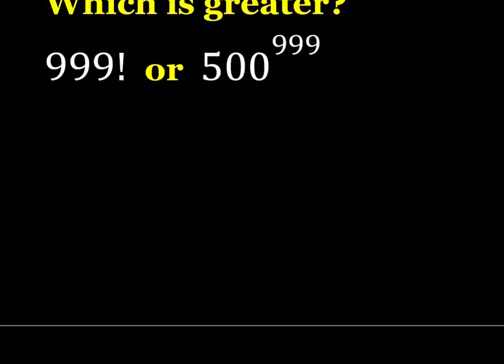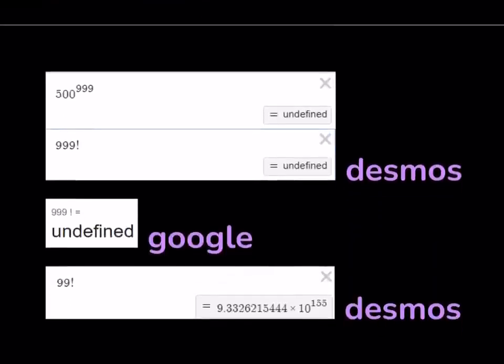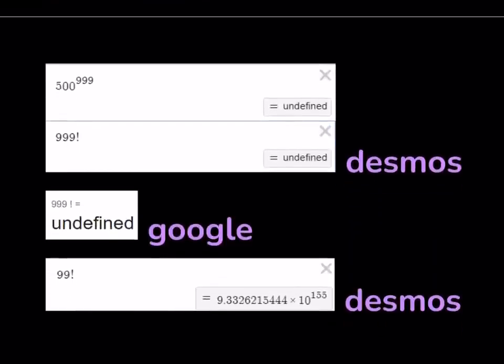But anyways, when we put it into Desmos, this is what we get. It says undefined for both of these numbers because they're very large. And Google doesn't give us a definite answer either. It says undefined, but when we look up 99 factorial, we get a number, a very gigantic number, by the way, with 156 digits. So even 99 factorial is super duper large. Imagine how large this number can be.